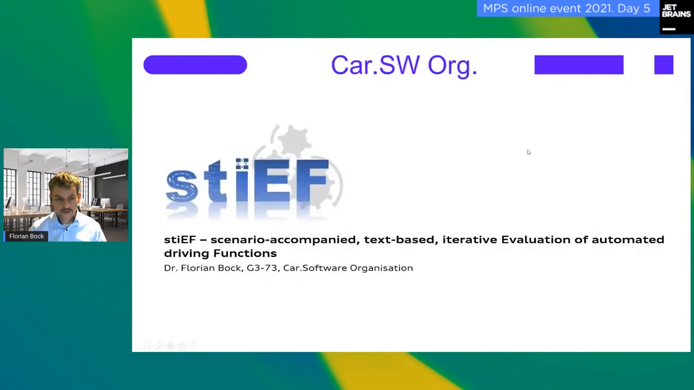Thank you. So my name is Florian Bock. I'm a senior software engineer at the Car Software Organization. Now the first question is, what is the Car Software Organization? It's a newly founded software development company based in the Volkswagen Group. Many of the software development topics from, for example, Audi or Porsche have been moved to this new company, and so have I. Therefore, both the information that this talk is from Audi and from Car Software Organization is correct.